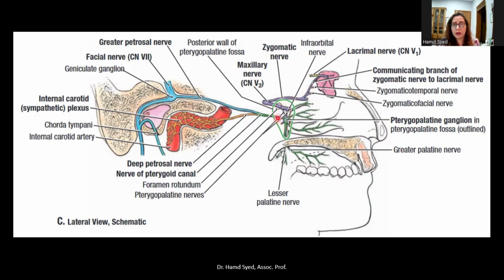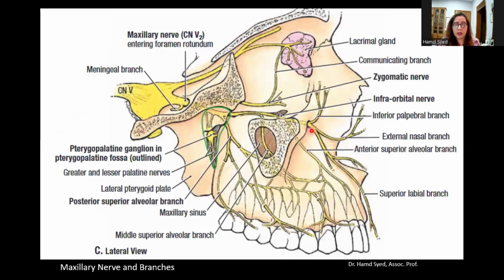Maxillary nerve also has these branches which are going to supply the nasal cavity and the region of the palate. And you can see over here are the greater and lesser palatine nerves, and you also got the superior alveolar nerves. This is a more detailed view of the nerves, which are the branches of maxillary nerve. Keep in mind that these branches have mixed fibers, which are sensory, sympathetic, and also secretomotor parasympathetic.